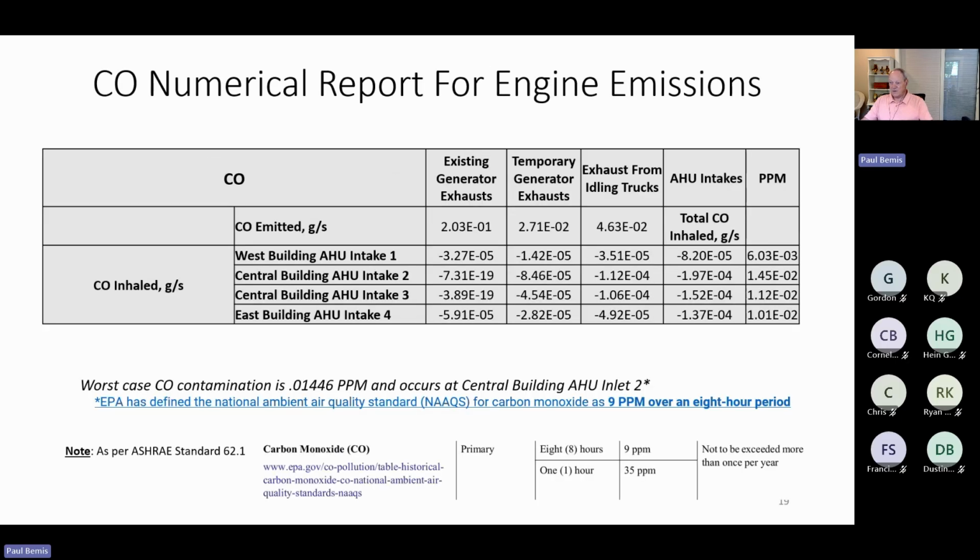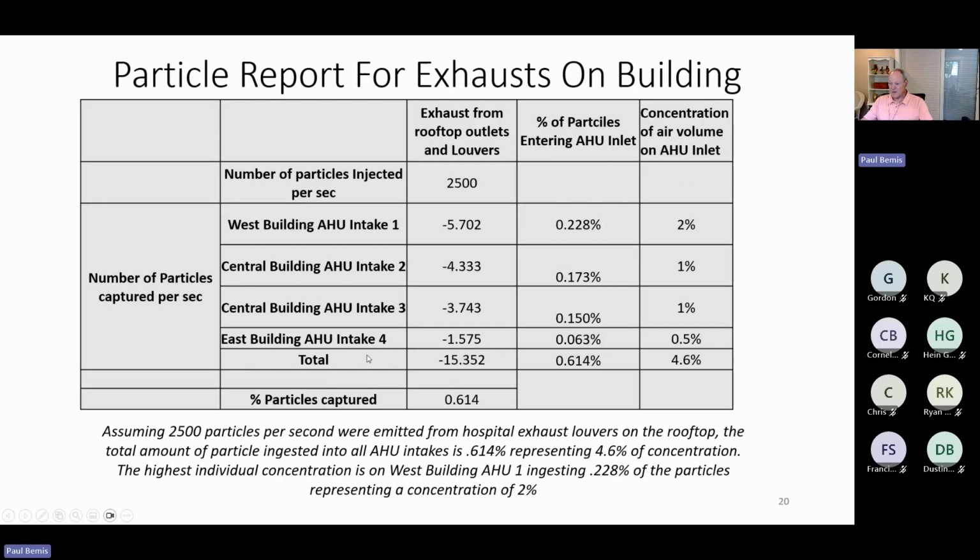And here are the relative carbon monoxide numbers. Again, the gas generation numbers here, temporary exhaust. Here's the exhaust from the idling trucks and the relative air intake. So we're taking all of these things that are running right now and then projecting them to see what those intakes look like using something called scalar mixing. So for carbon monoxide over an 8-hour period, you want less than 9 ppm, 9 or less. 35 over a 1 hour period, you can see we're well below that. So that's how we do it.